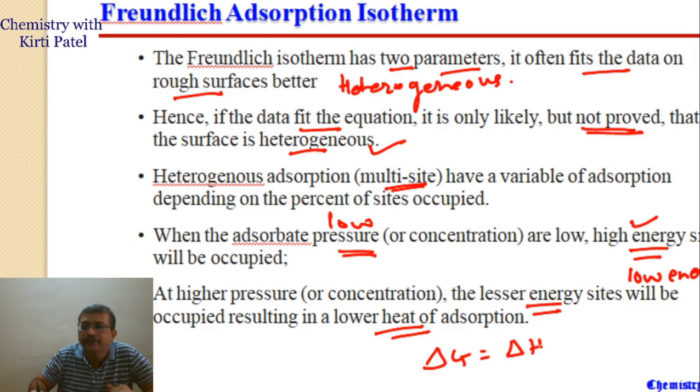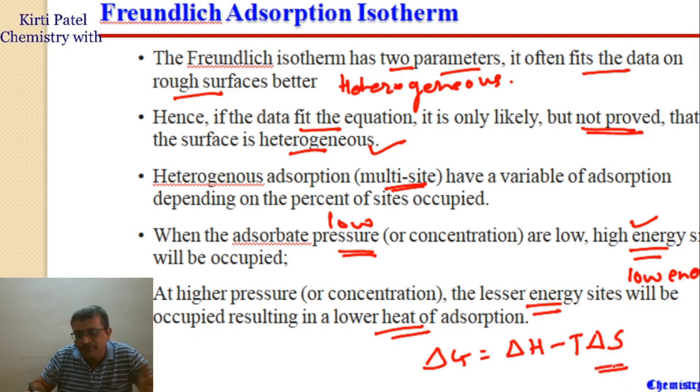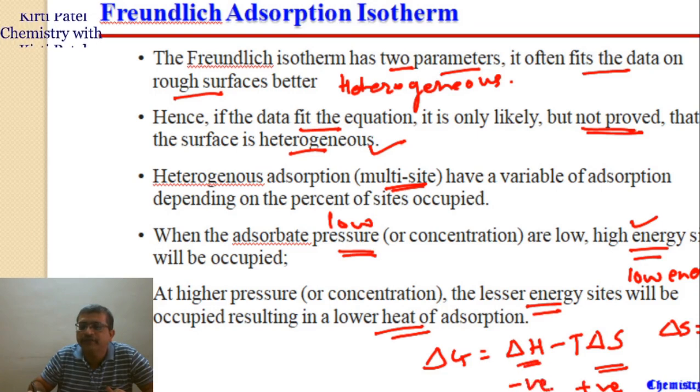As we know, delta G is equal to delta H minus T delta S, where delta S is the entropy change of the process. As the process is from the gaseous state, getting adsorbed on the solid surface, delta S is always negative. As delta S is negative, minus T delta S will be a positive term. Now, if delta H is a negative term, as it is an exothermic process, delta G value will depend on the magnitude of the delta H value.